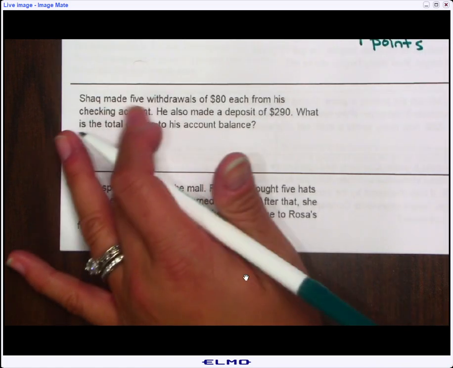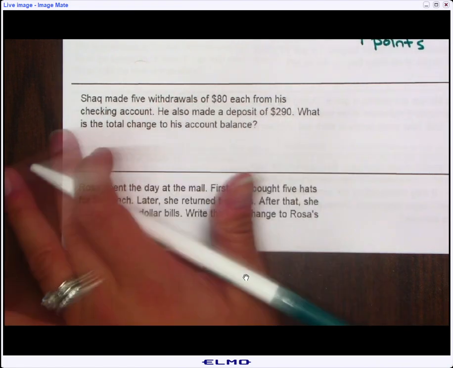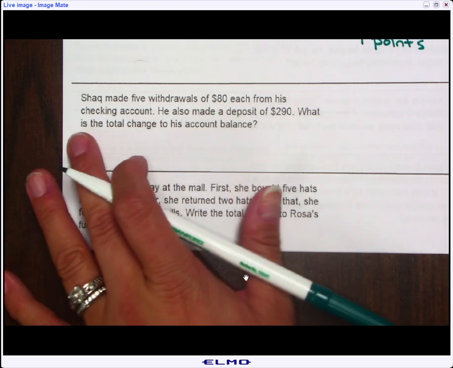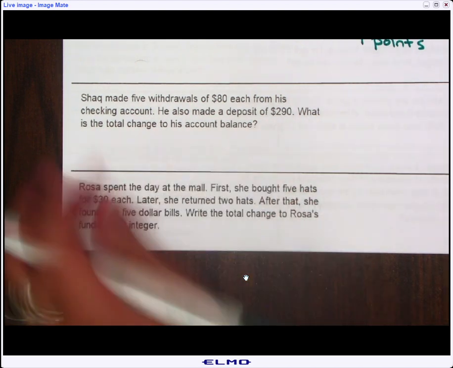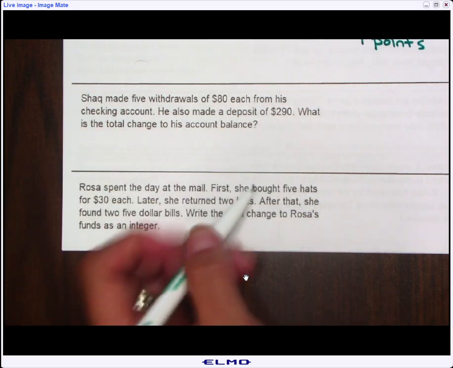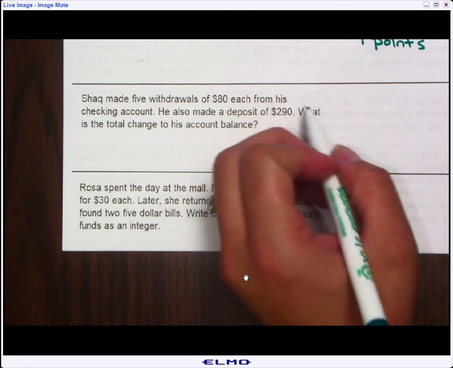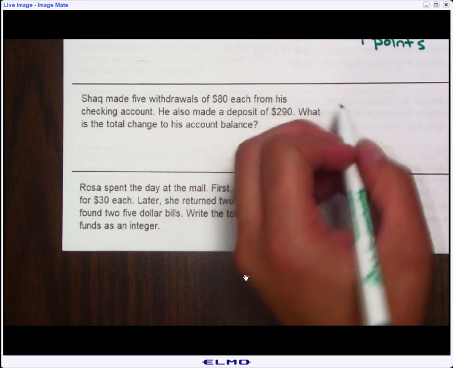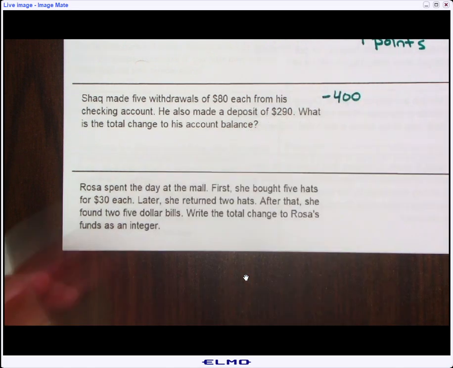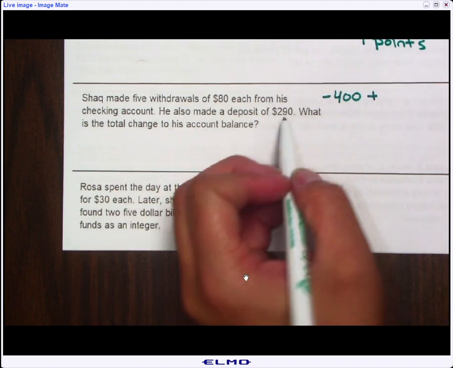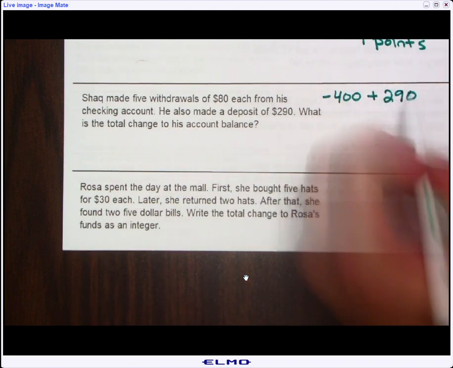Shaq made 5 withdrawals of $80 each from his checking account. He also made a deposit of $290. What is the total change to his account balance? Well, 5 withdrawals. I remember withdraw is negative. It's coming out of his bank account. So 5 withdrawals, $80 each. That's -400. 5 times -80, -400.